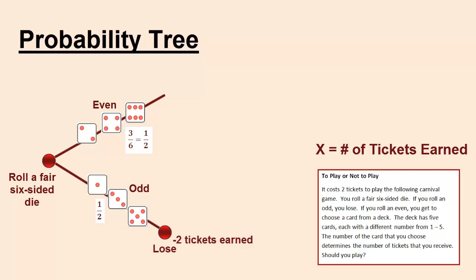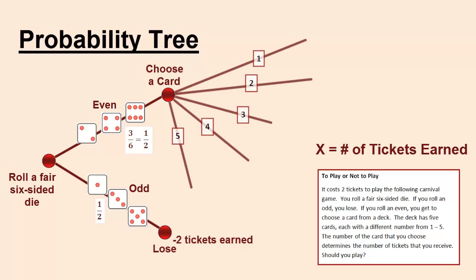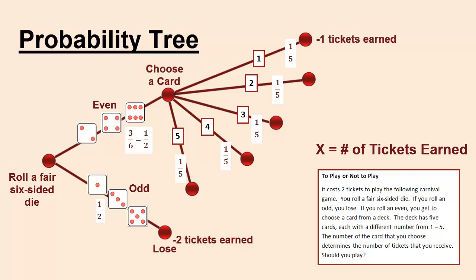So we know what happens when we roll an odd. What happens if we roll an even? Well, we get to move on. So next we pick a card, and we have 5 possible outcomes here, each with an equal opportunity, and each with a 1 out of 5 chance. So each of the 5 outcomes results in a different number of tickets, and we write them here. So if we pull a 1, we win 1 ticket, but since we paid 2, we're actually still down 1, and we're going to write a -1 here.